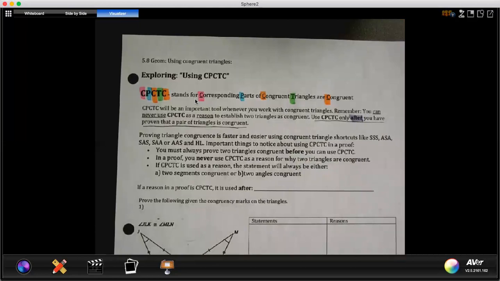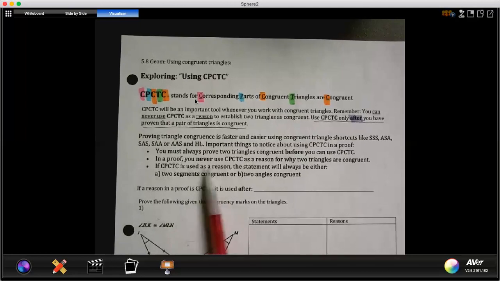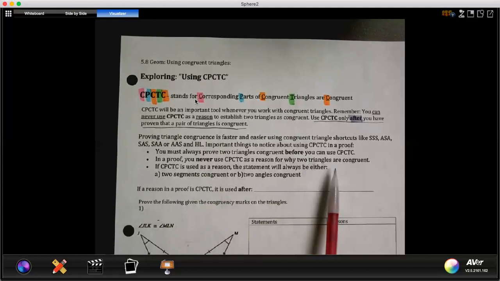But what are the important things we want to talk about in reference to CPCTC? Well, again, you must always prove two triangles are congruent beforehand. And you may never use it as a reason for why two triangles are congruent, okay? And if both those things are true, then if CPCTC is used as a reason, the statement is either going to be two segments are congruent or two angles are congruent, okay? Because again, we've already proven the triangles are congruent from one of the shortcuts.